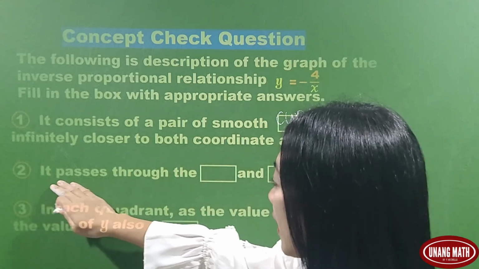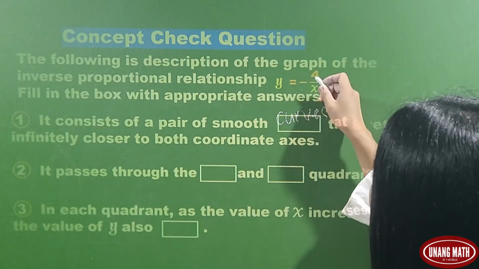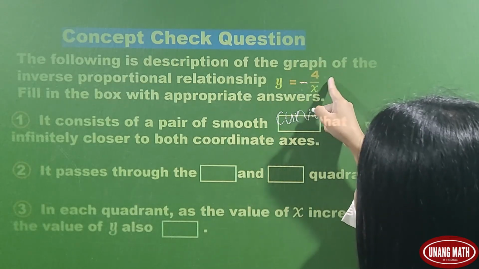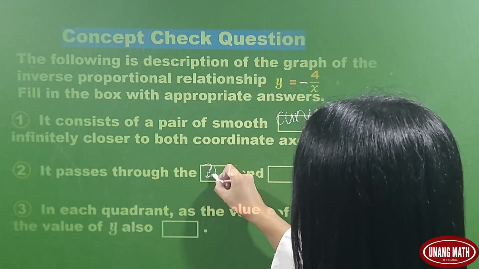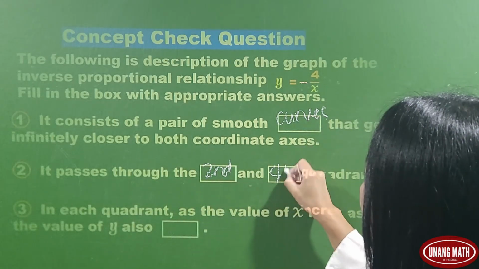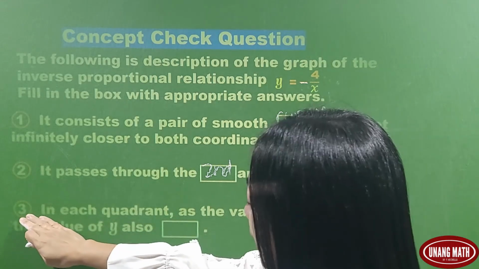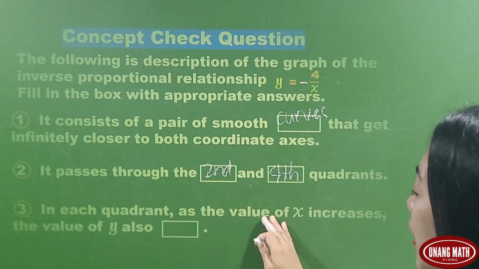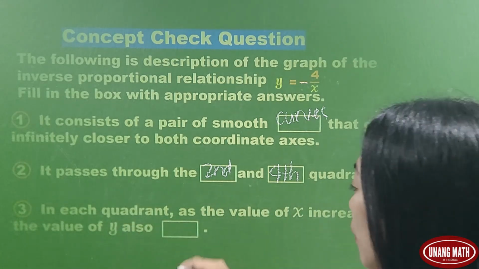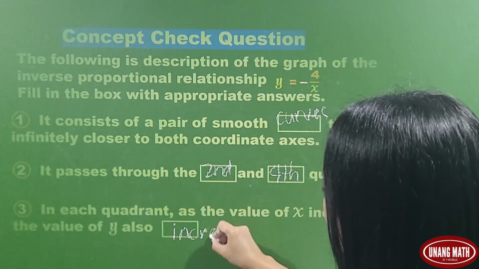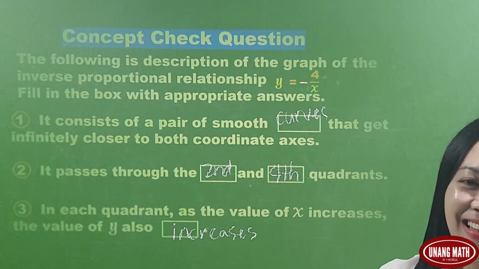Okay, number 2, it passes through the blank and blank quadrants. Since our a is a negative value, it passes through the second and the fourth quadrants. And for the third one, in each quadrant, as the value of x increases, the value of y also increases since the value of a is a negative value.